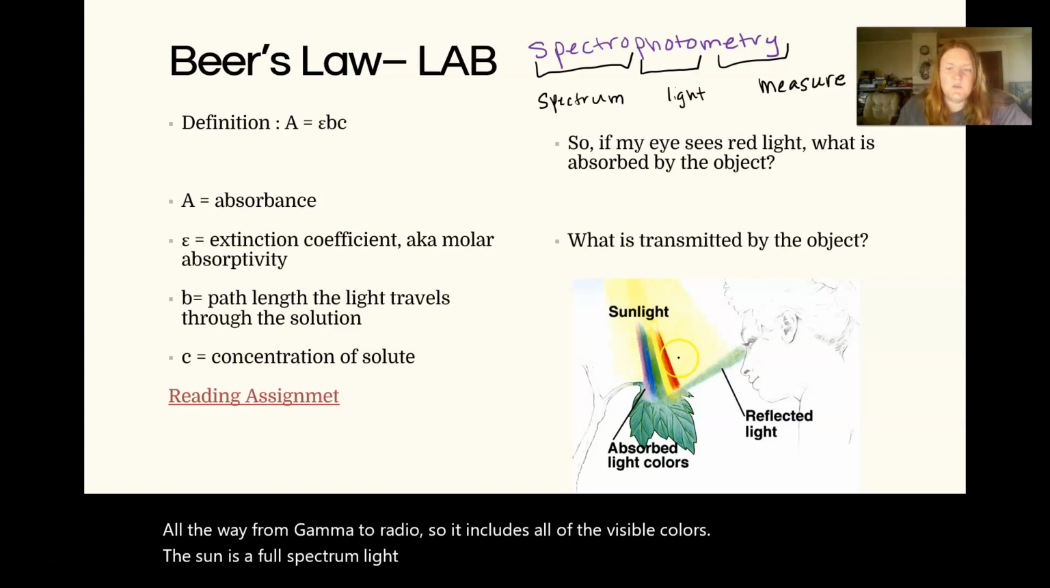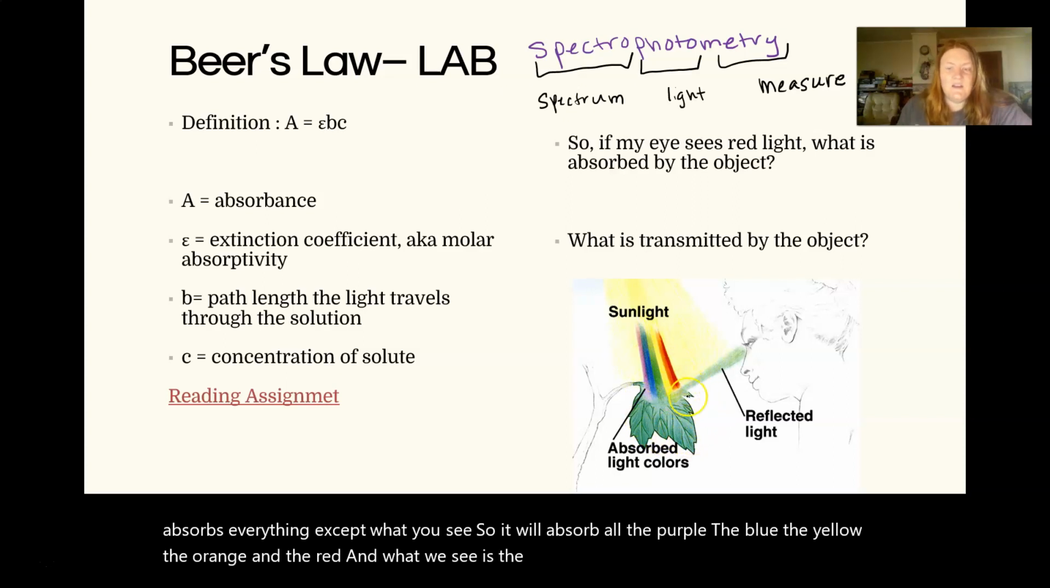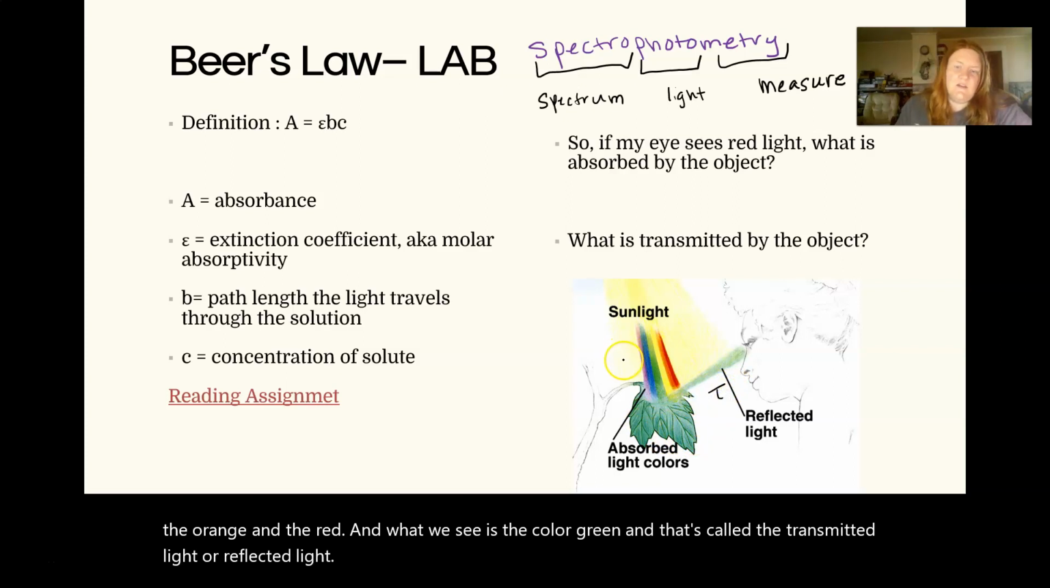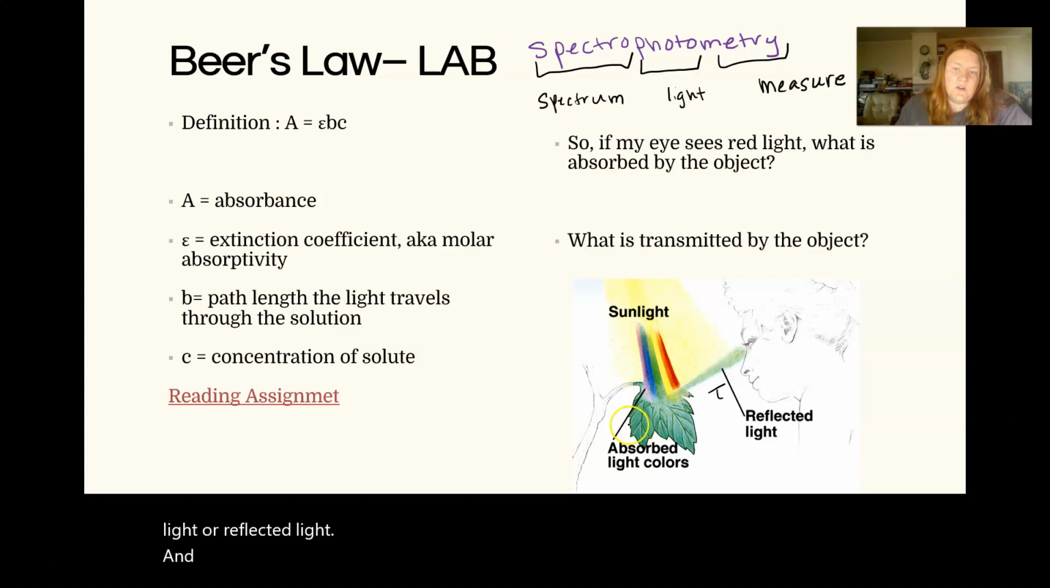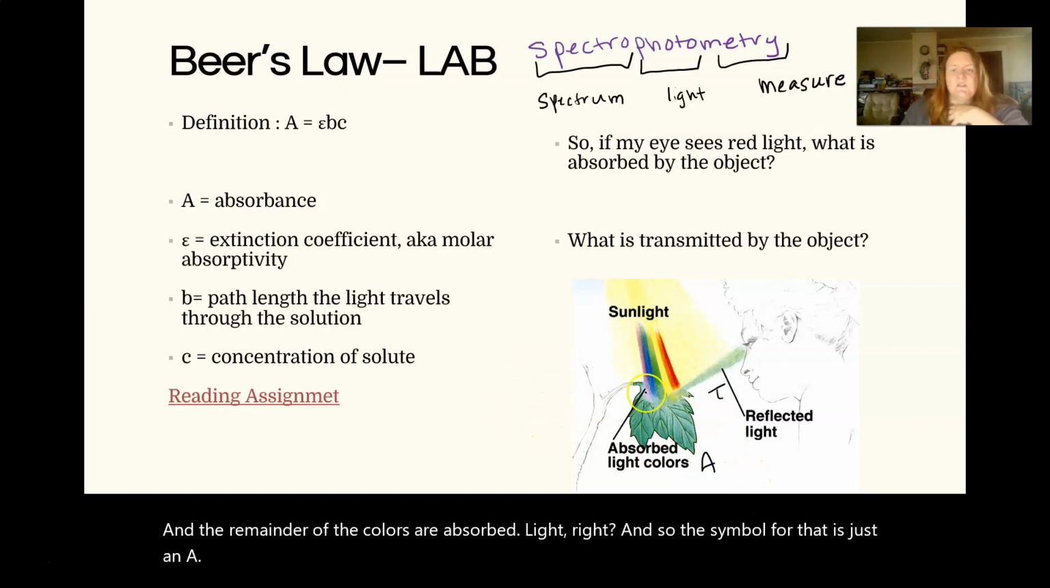So the entire spectrum shines on the leaf and it absorbs everything except what you see. So it'll absorb all the purple, the blue, the yellow, the orange, and the red. And what we see is the color green, and that's called the transmitted light or reflected light. And the remainder of the colors are absorbed light, right? And so the symbol for that is just an A. We're going to use this phenomenon, okay?